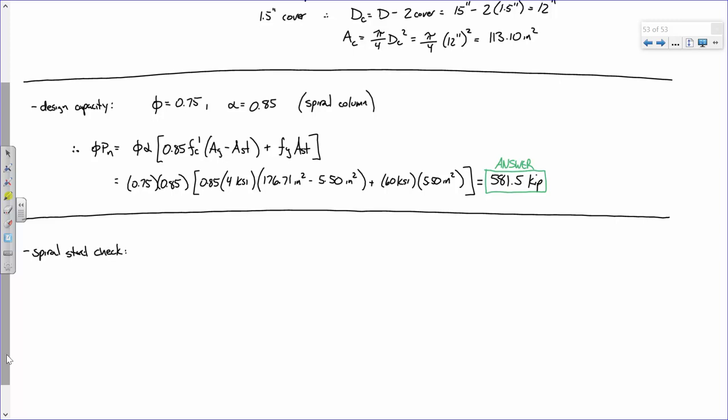Remember, we get a little bit of a perk on this problem. We get to use a phi value of 0.75 and an alpha value of 0.85. That's higher than the last problem. We get to do that because we provide an ample amount of transverse steel. Now we've got to check to see if we actually provided enough. Okay? So let's calculate a couple things.